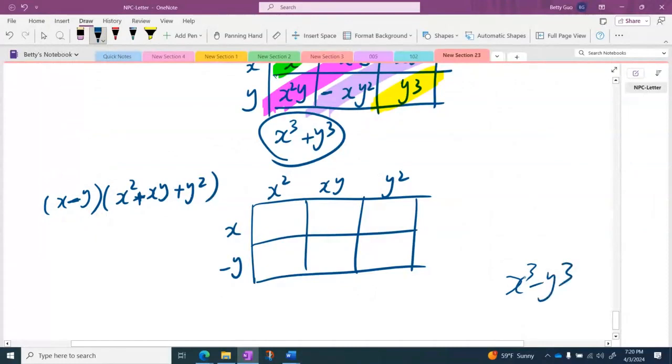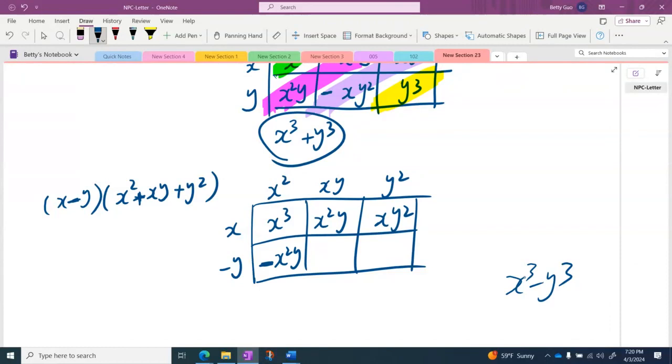So row 1, column 1, x times x squared, x cubed. Row 1, column 2, x times xy, x times x times y, so x squared y. Row 1, column 3, x times y squared. Row 2, column 1, negative times positive is negative, so negative x squared y.